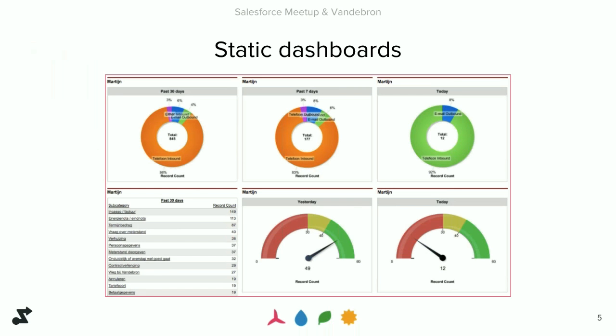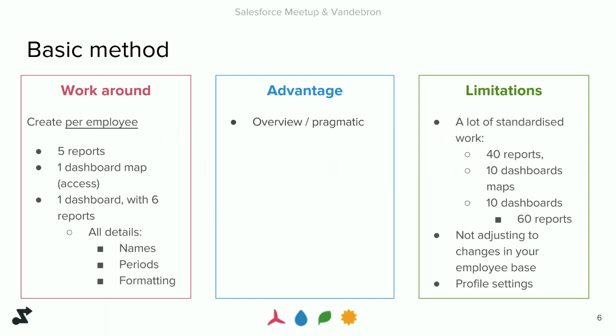So with static dashboards, you can, for example, make a dashboard like this with all the information. This is quite a simple one. You can put all the information in it as you want. For example, here, this is the day target, and this is, for example, for the employee Martijn. A dashboard like this is very simple, but takes a lot of time to make, because you have to make all these reports.